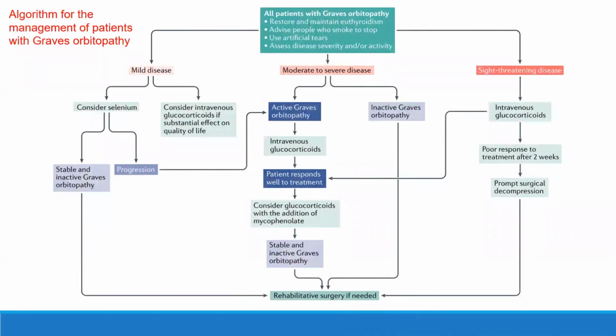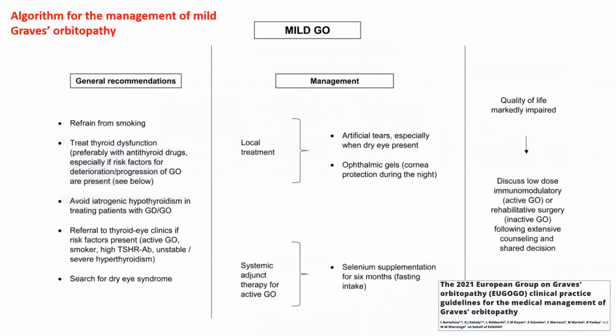And this is the approach to management of Graves' orbitopathy. This algorithm is very important. And actually, this is extracted from a paper published in Nature Endocrine, but it is the same as the algorithm published in the EUGOGO guidelines 2016. And these tables I will discuss in more detail in the session.